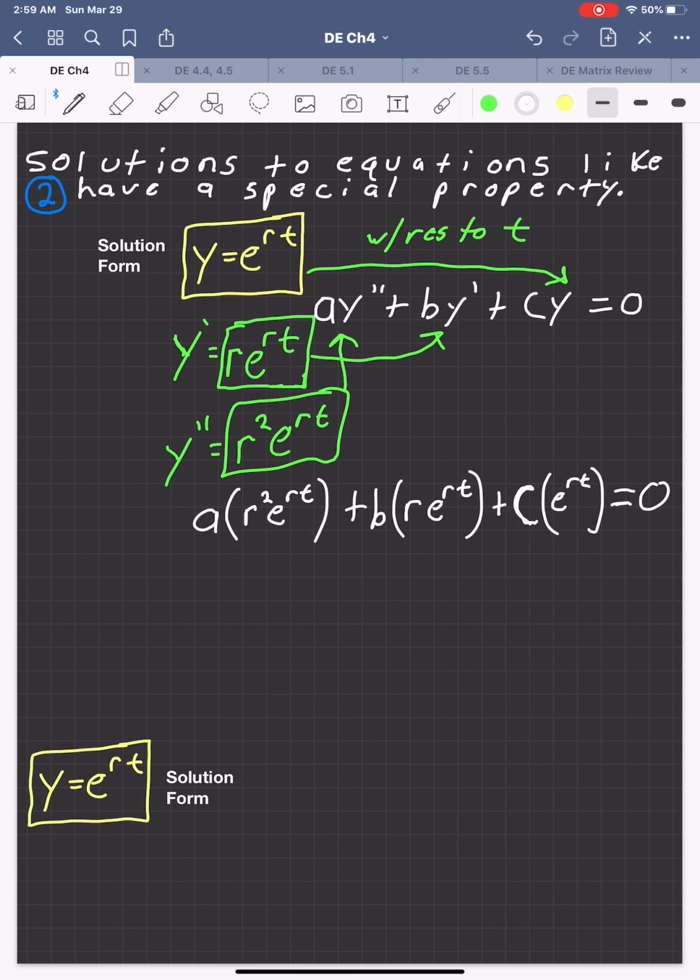Okay. Now, what comes next is the key. So I'm going to factor out this e to the rt. And now notice what's left. What's left is a times r squared plus b times r plus c.